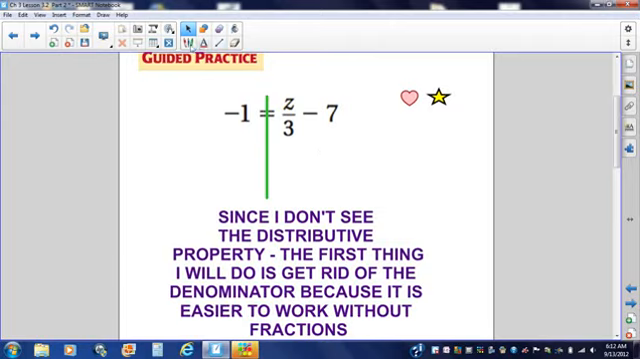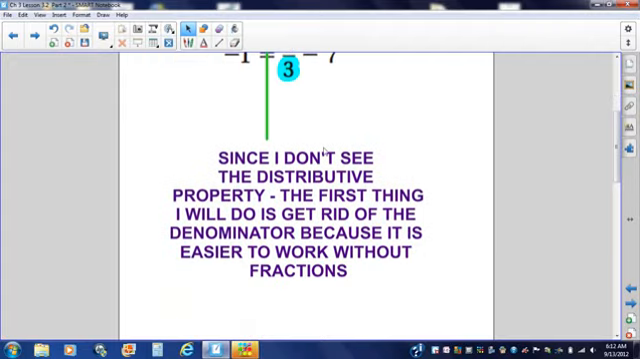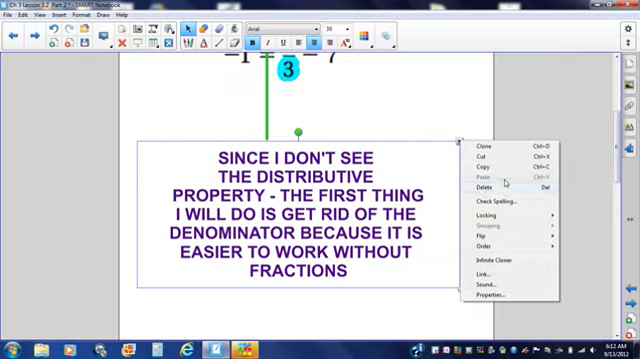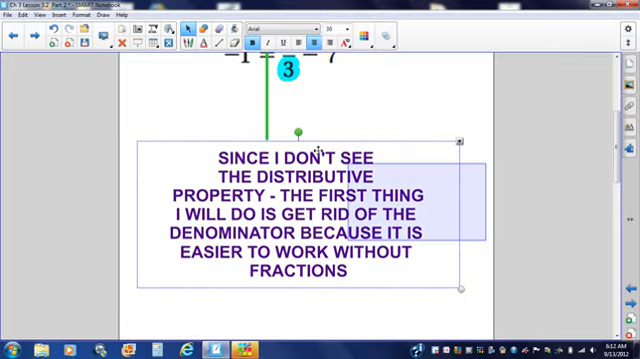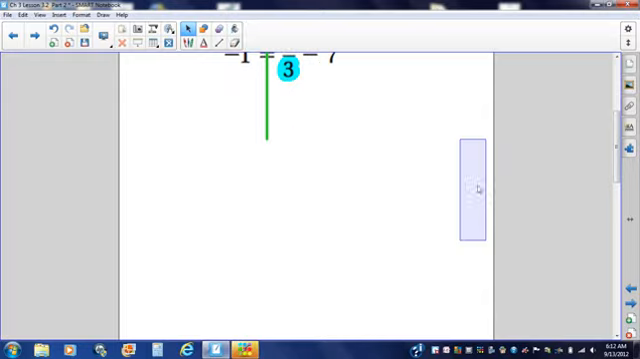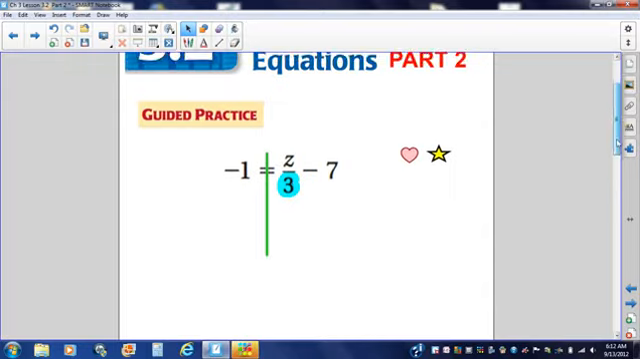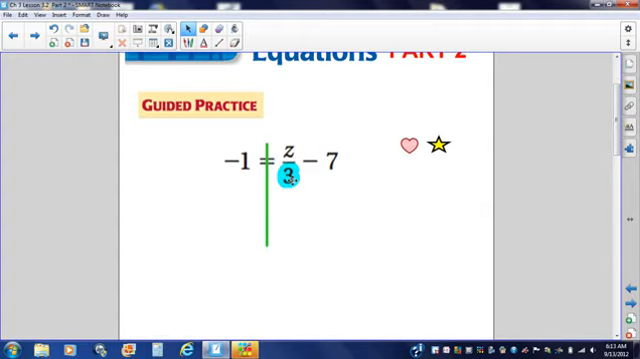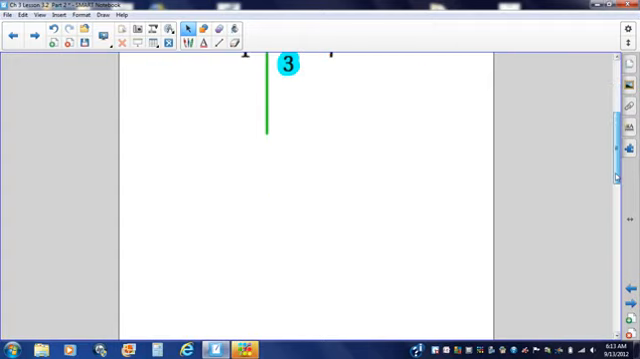So the first thing that the crazy math teacher is going to suggest is that you get rid of that fraction, because it's easier to work without fractions. Now, you cannot just cross out the 3. It's not that simple. There's a method to getting rid of that fraction. So this is how we're going to get rid of it.